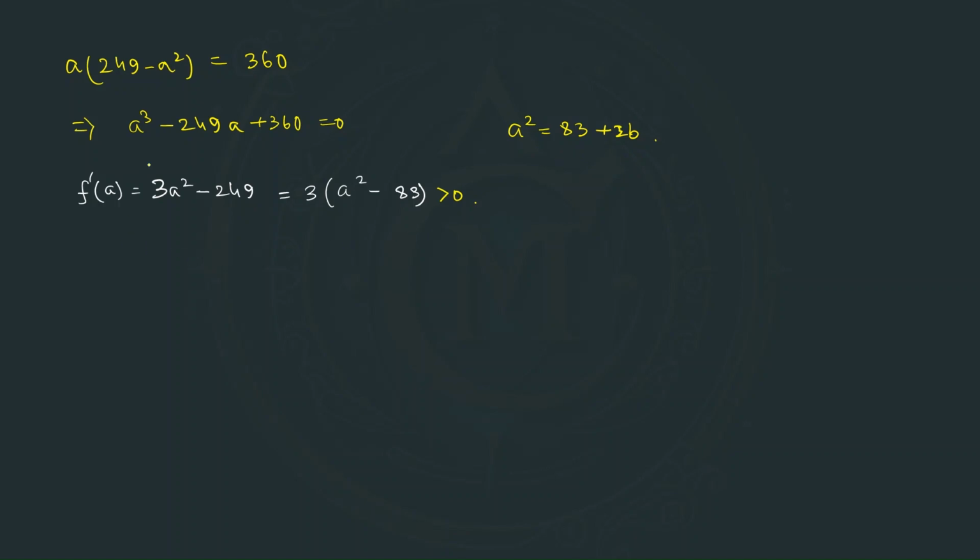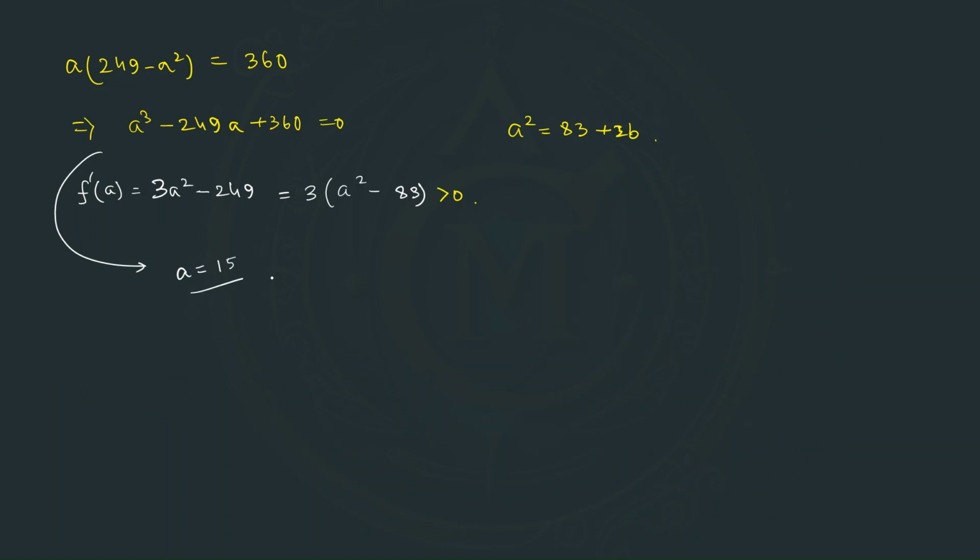So that means there is a unique solution for a. Now how to find that solution? We can try by trial and error. There is no other method to solve this cubic. Let us try a case, a equal to, let's say, 15.